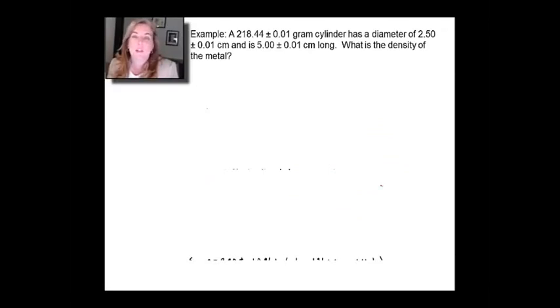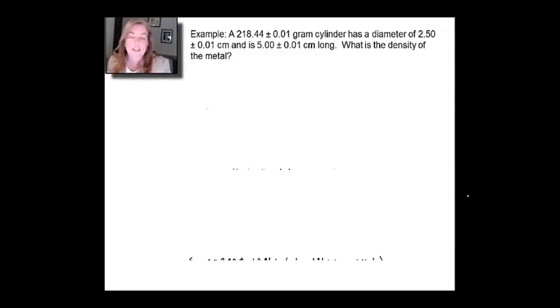We got two more, and I'm going to just uncover these pretty quickly and talk through them. Feel free to try these examples yourself and then watch my work. So here we're given absolute errors, and I'm being asked what's the density. So it's very similar to last time. However, the difference is I don't have the volume. I'm going to have to derive how to calculate the volume of a cylinder from these dimensions.